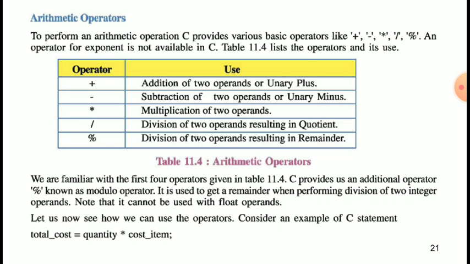So first, the percentage operator is known as the modulo or modulus operator. It is used to get the remainder when performing division of two integer operands. Second, the percentage operator cannot be used with float operands. And third, C language does not provide any operator for power. So that is the example: total_cost equals quantity into cost_item. So this is a C statement from a C expression.